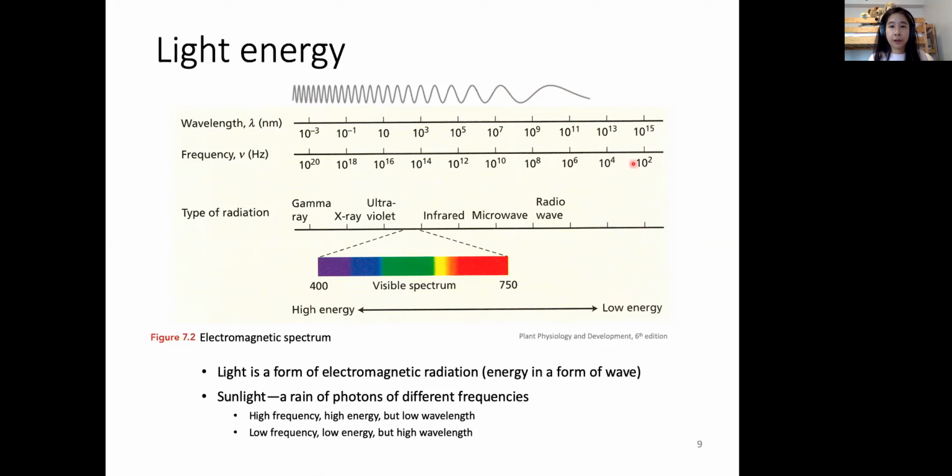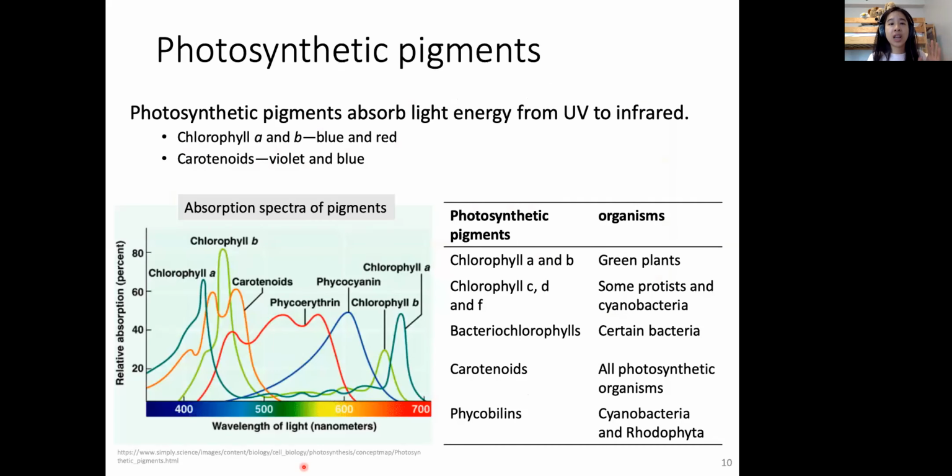So here for plants, as I mentioned, light has energy, and plants and some other photosynthetic organisms harvest that light energy to make sugar. And how do they harvest that light energy? They need to have tools, and their tools are called photosynthetic pigments, which are just chemical compounds that reflect some certain colors of light and absorb some colors of light.